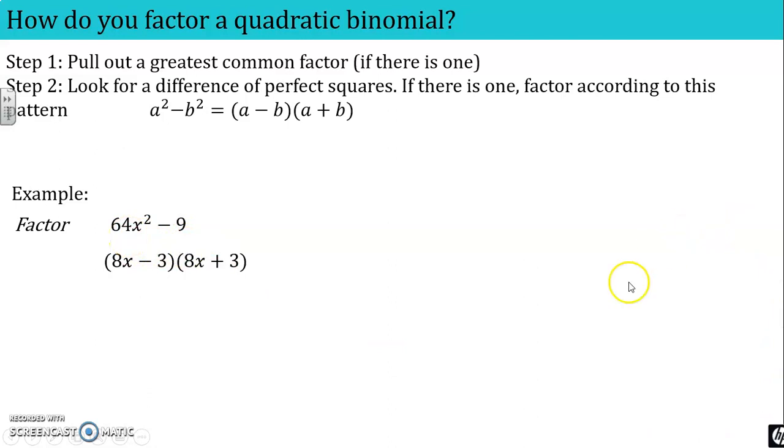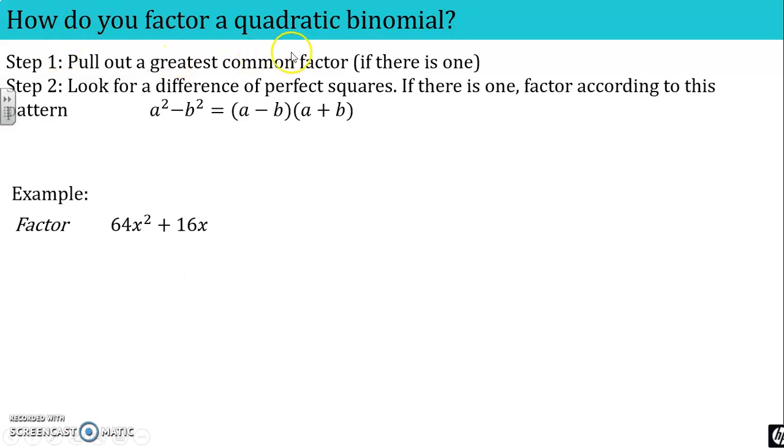So I'm not necessarily going to show my work every time, but it's a good habit to get into, especially when you're new to factoring. You can always check your work by multiplying your final answer back together and making sure it brings you back to the original question. Got a couple more examples for us to look at.